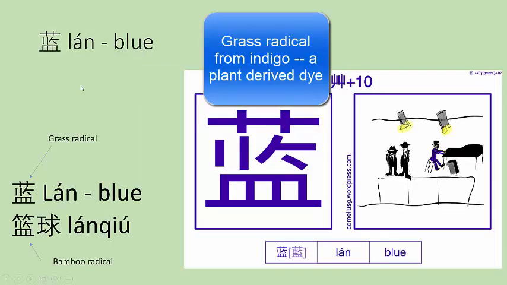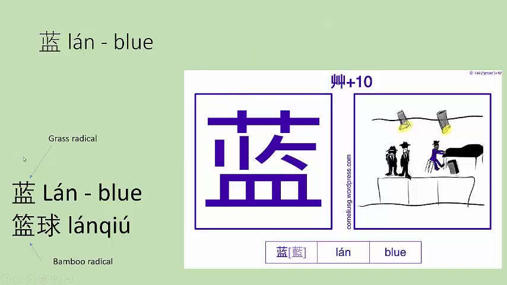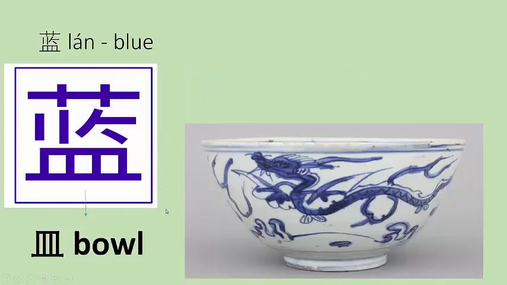The next character is lan, blue. It has the grass radical and the container radical. It is similar to basketball, lan qiu. Same character, basketball uses the bamboo radical because it's baskets which were made out of bamboo. Here it's been illustrated as someone playing the blues. Blue has the container radical, and to help you remember, here's a beautiful blue porcelain. During the Ming and Qing, when China was trading a lot with the West, China's blue porcelains were very famous.